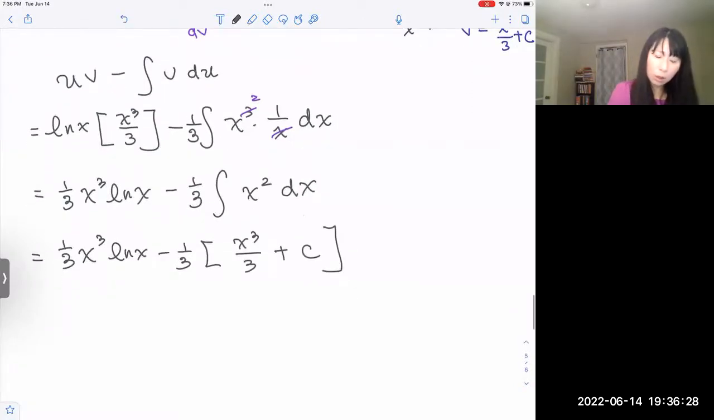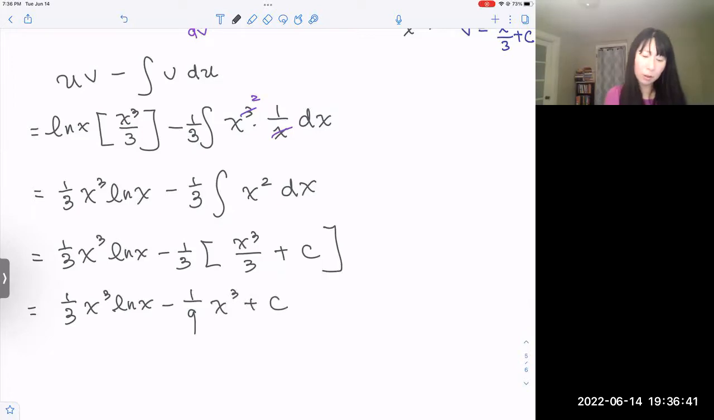Okay, so this will be ln x minus 1/9 x cubed plus c, right? So I don't like parentheses there because there's plus minus, yeah.